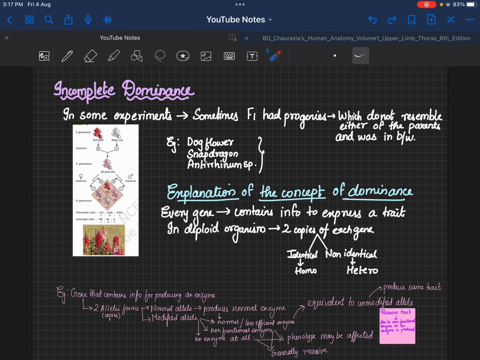Okay, so next is incomplete dominance. This is a special case under law of dominance. Now in some experiments, sometimes F1 had progenies which do not resemble either one of the parents. We already saw monohybrid cross, right? There in the F2 generation, we found tall or dwarf, that is 3:1 ratio. 3 will be tall and 1 will be dwarf. But now in some experiments, scientists found that in the F1 itself there is no tall or no dwarf, that is something in between. So the example we have is dog flower, snapdragon, antirrhinum. Don't worry, all these three are the same plant. You just need to remember all the three names.